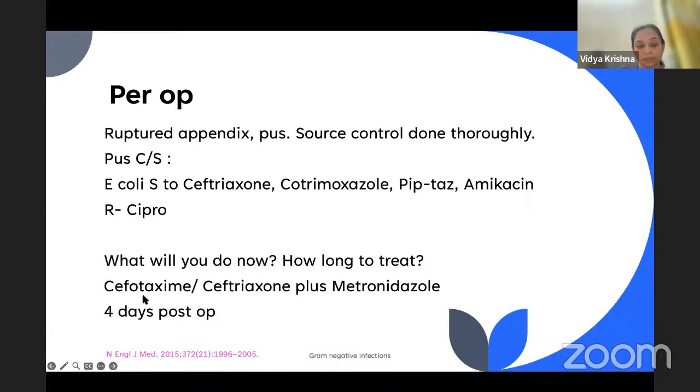So how long do we treat? So in this case, we de-escalate. You can de-escalate to either cefotaxime or ceftriaxone. They don't have anaerobic cover. So in this case, you will have to add metronidazole.